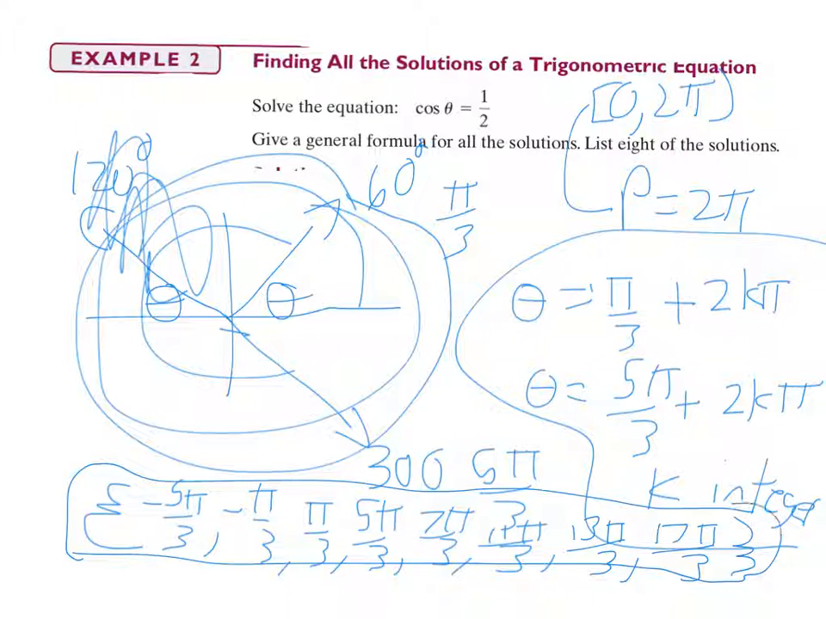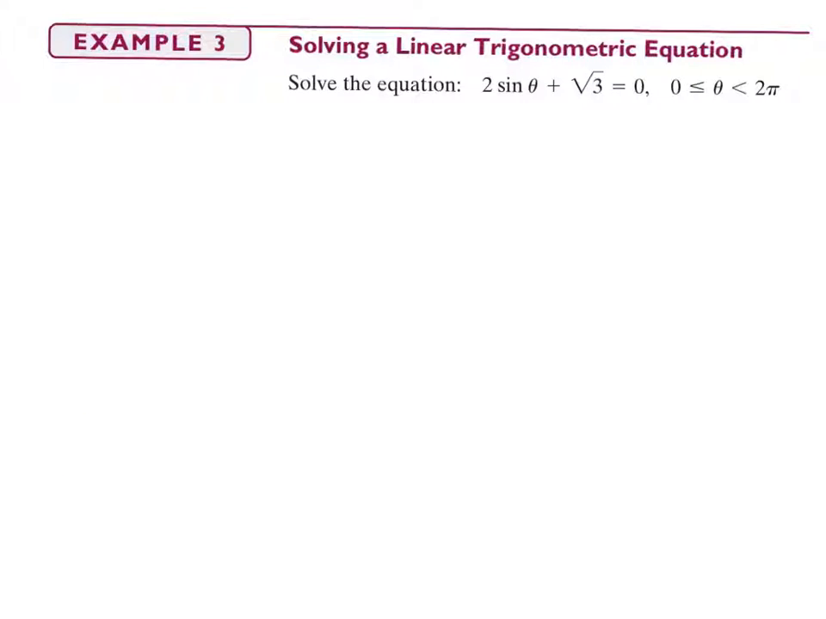If you notice right here, we have our 8 solutions, so we can quit. There are infinitely many solutions to this. Now for this example, it says solve the equation 2 sine of theta plus square root of 3 is equal to 0. And we want all angles from 0 to 2 pi.